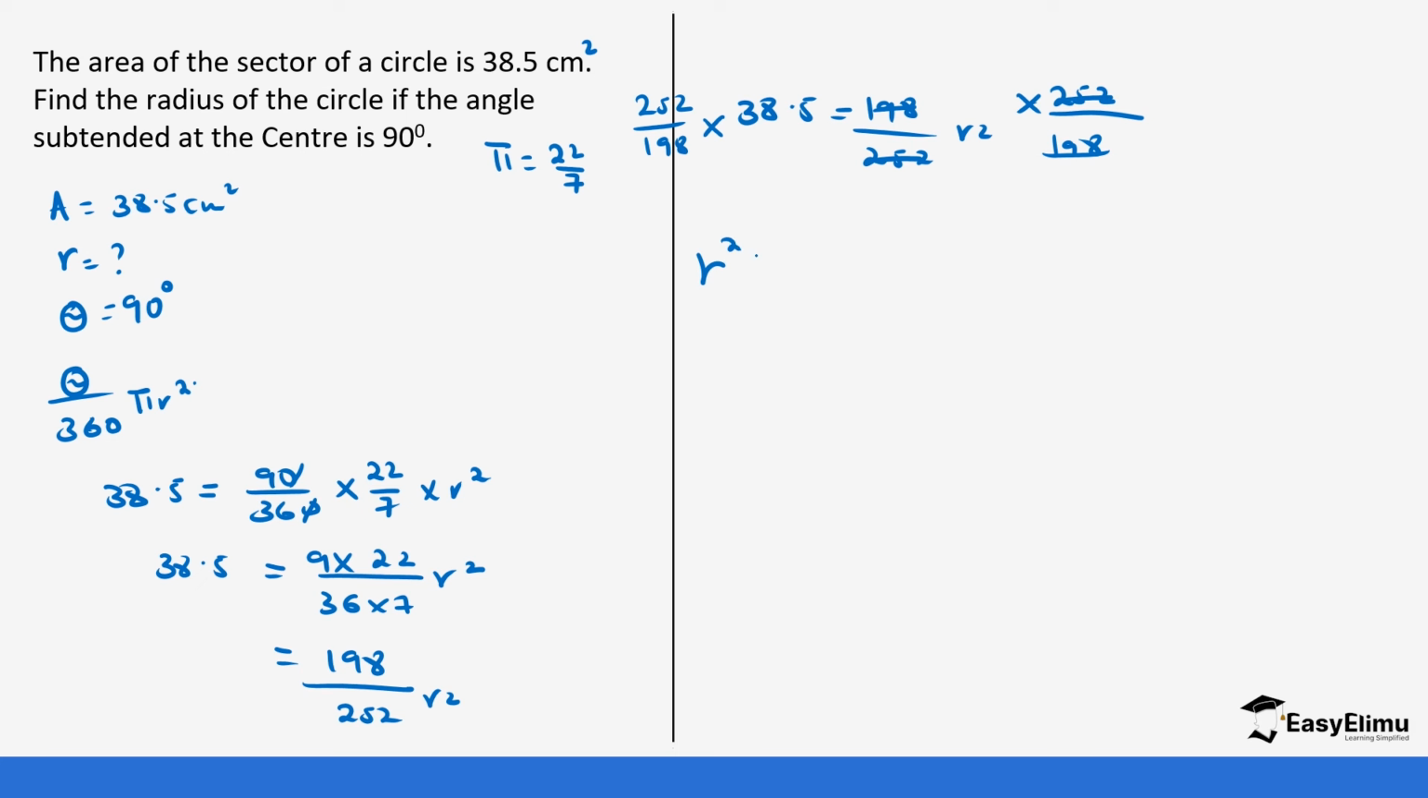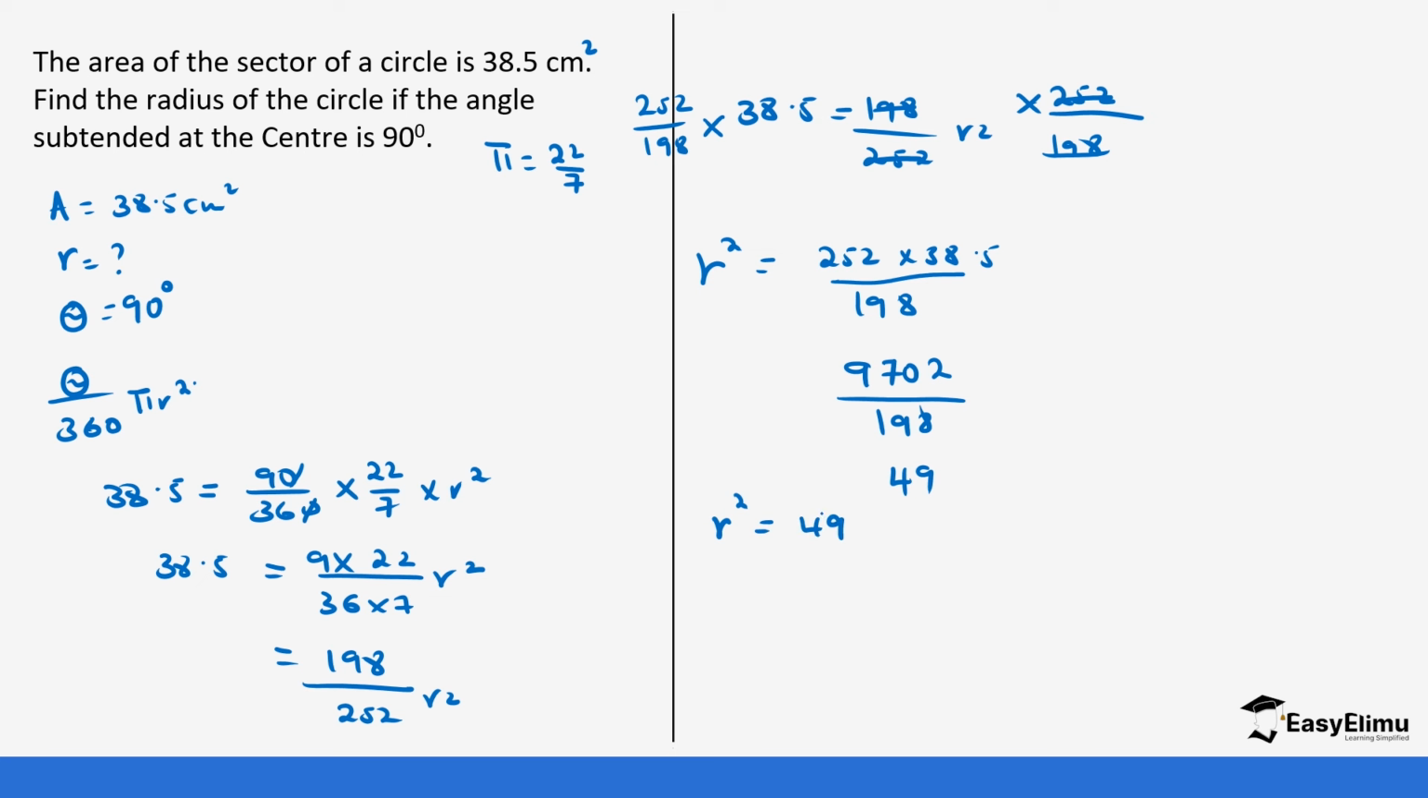So you're left with r squared is equal to 252 times 38.5 divided by 198. So let's do 252 times 38.5, which gives us 9,702. Divide this by 198. When you divide by 198, you get 49. So our r squared is equal to 49.